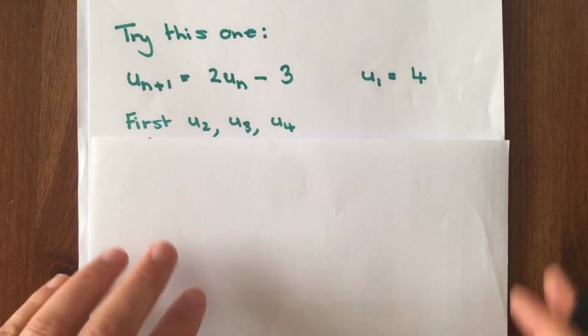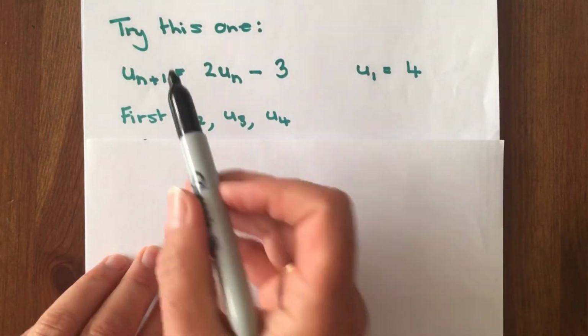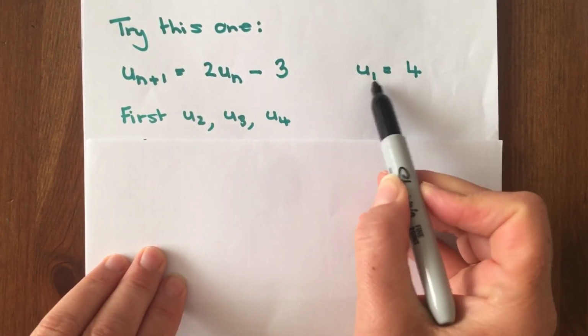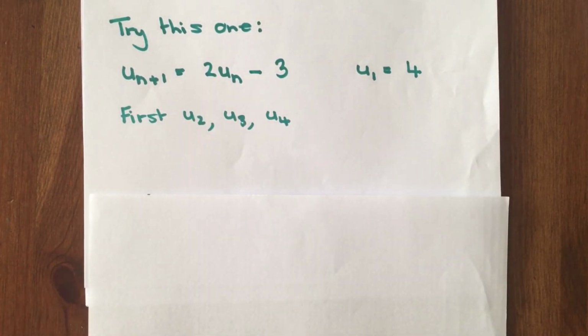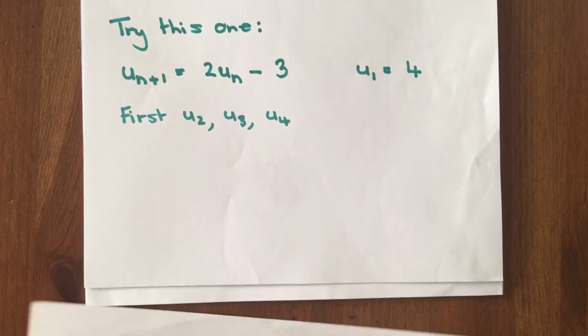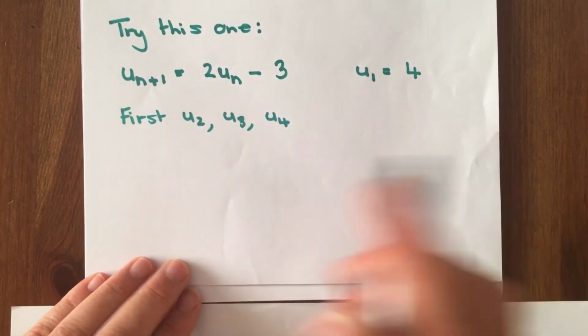So what I want you to do yourself now, pause the video please. Can you try this one? Using this recurrence relationship, the first term is 4. Can you find the second, third and fourth term? Let's see how you did on that after you pause the video.